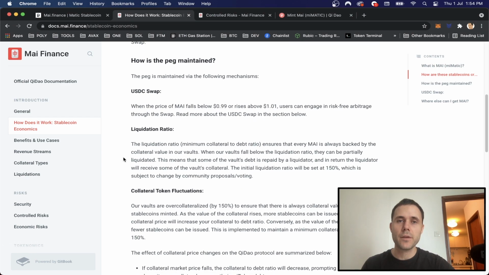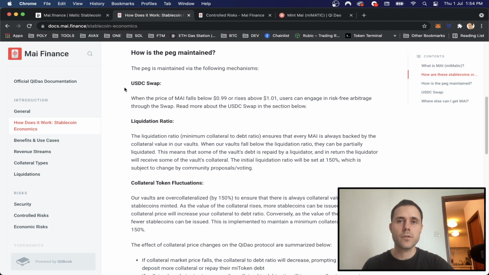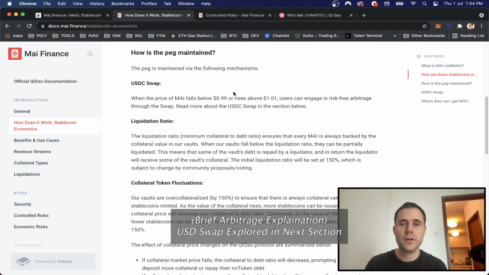Okay, so how is the peg maintained? Now this is a key feature for many of these stablecoin platforms. I'm going to talk more about the other ones later. But one of the first ones and the easiest ones is arbitrage. Okay, so if the Mai falls below 99 cents or rises above $1 basically, then users can engage in risk-free arbitrage. So what that means is on one exchange or on any exchange basically, if it's below 99 cents, then you can sell your other stable coins and buy this, and then when it rises you can sell that and buy that. I think it's quite self-explanatory really.